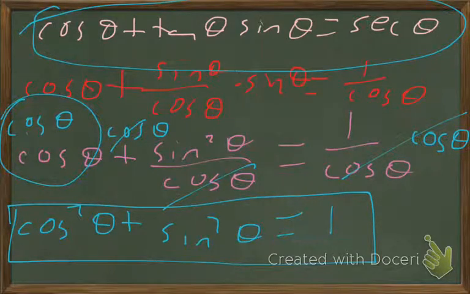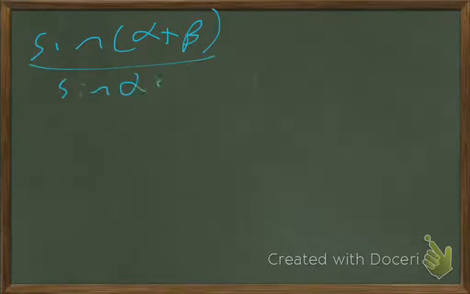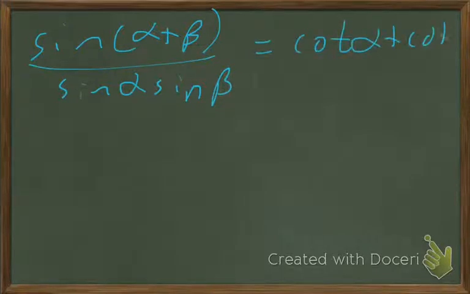So this next example, guys, just heads up, is very important. So this next one is sine of alpha plus beta over sine alpha sine beta equals cotangent alpha plus cotangent beta.